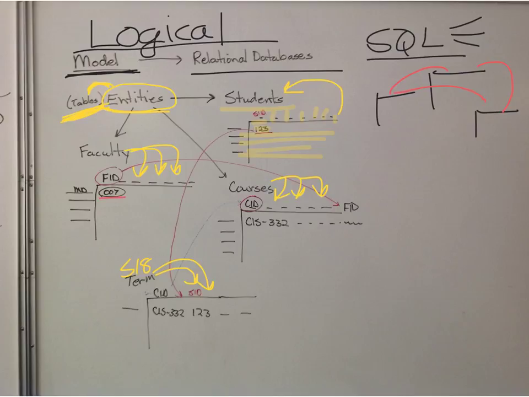Then what happens is we can build relationships. We can take this faculty ID and we can put it over here. 007. Okay, that's the faculty ID. So now we've built a relationship. Here it's referred to as a primary key, and here it's referred to as a foreign key. So that if we need some information about the faculty, we can go back to the faculty table. We don't have to duplicate that information here. We can just use this number.